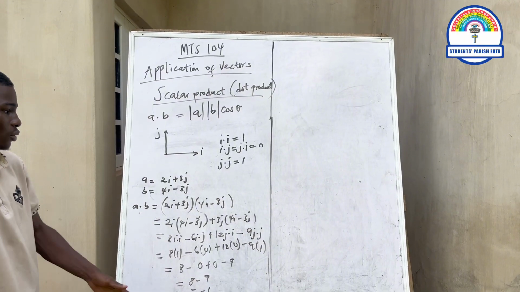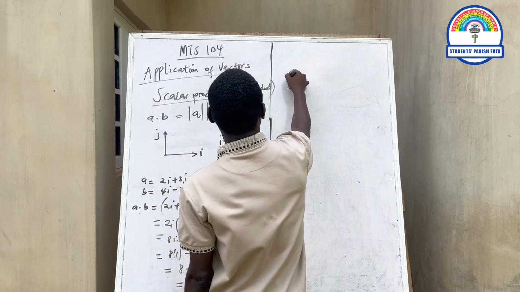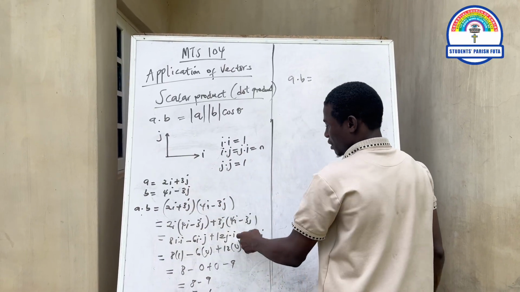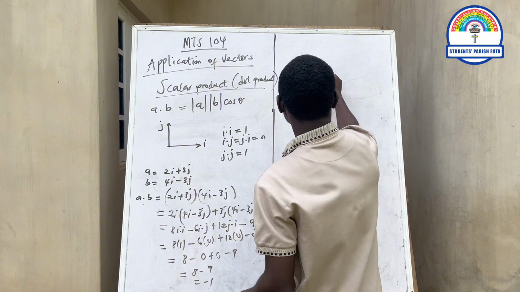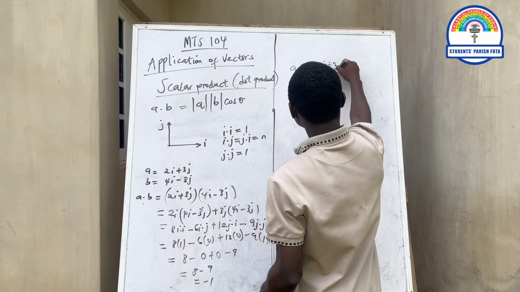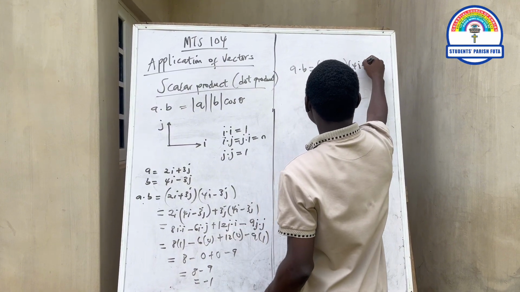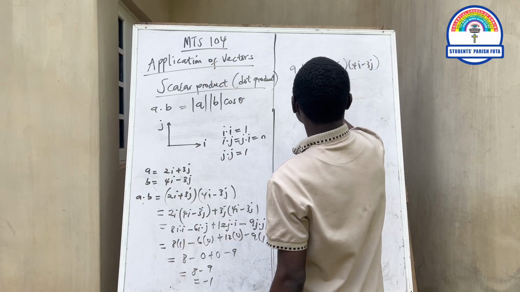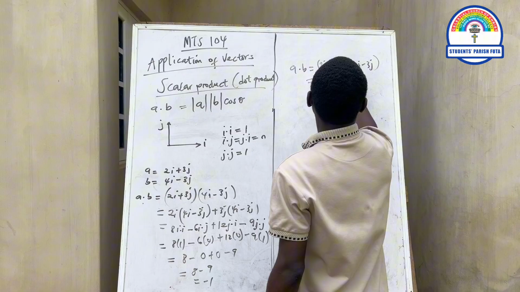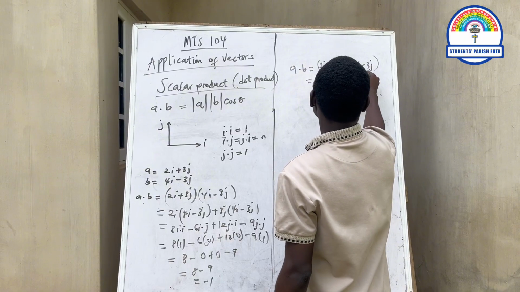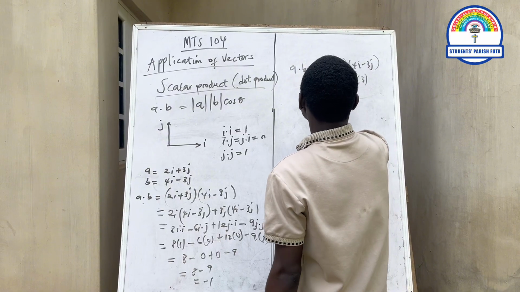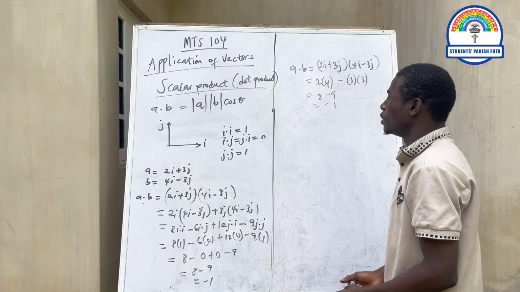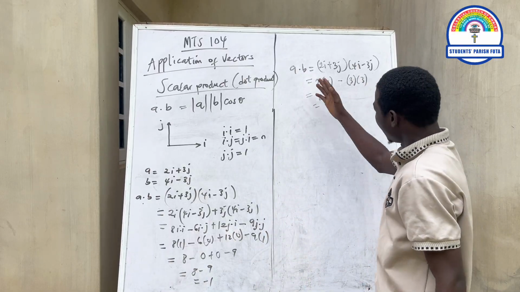So do you see this is a long method? Whenever you have A dot B, what you need to do is just pick your i component and your j component, because your ij components will definitely give 0. So next time when you have 2i plus 3j and 4i minus 3j, what you should do is 2 times 4, 8, plus 3 times minus 3, minus 9. So it should be 8 minus 9, minus 1. Definitely you should prefer this. So this is A dot B, and this is how you solve it.